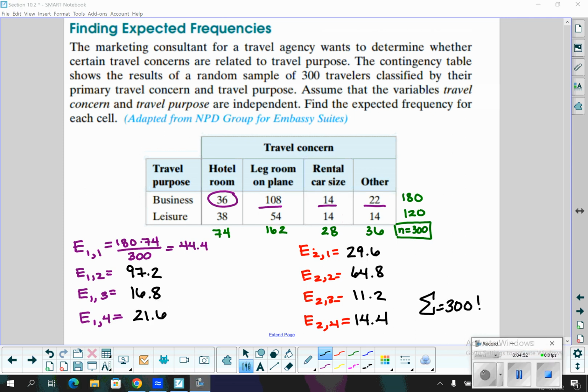All look good. What do you think if I add up all these numbers? I'm going to get 300. Okay, so just like our observed frequencies, our joint frequencies add up to 300, so will these.